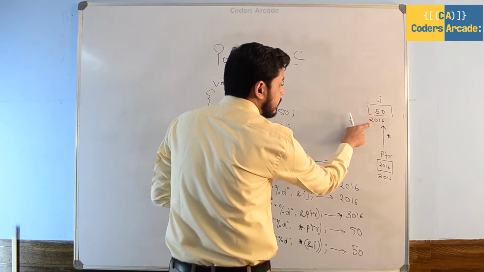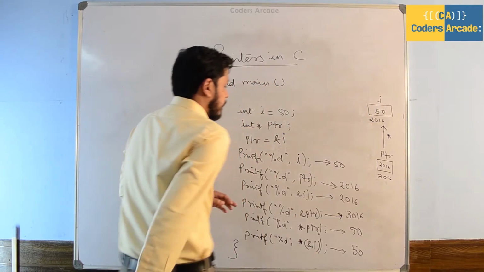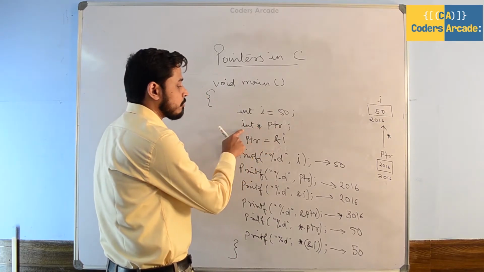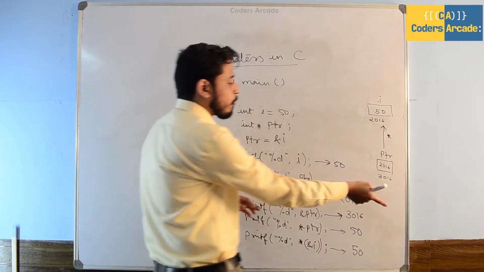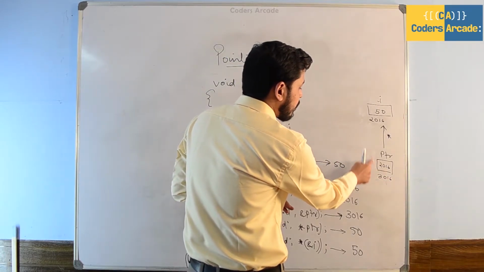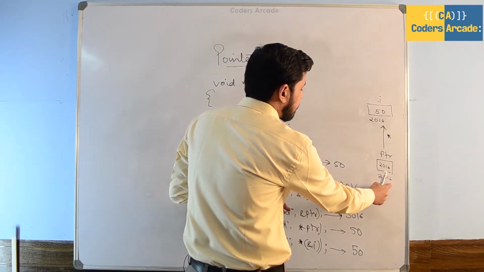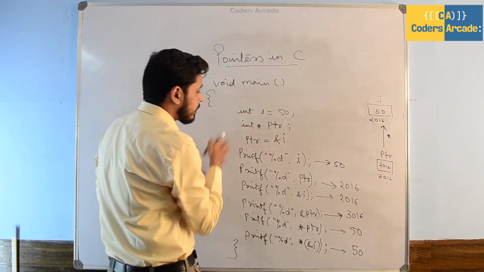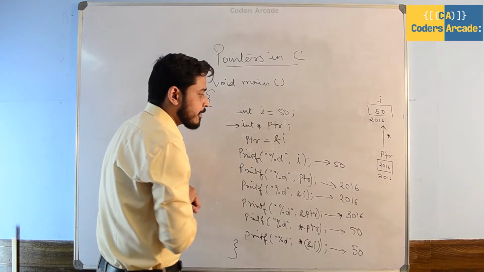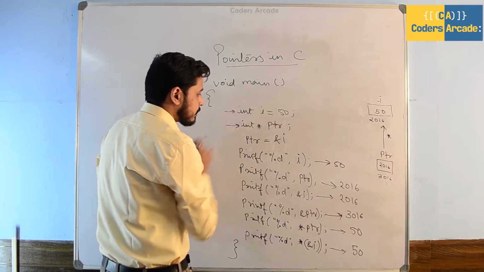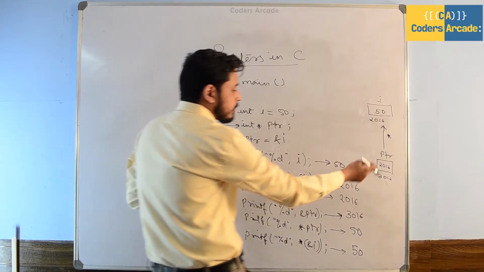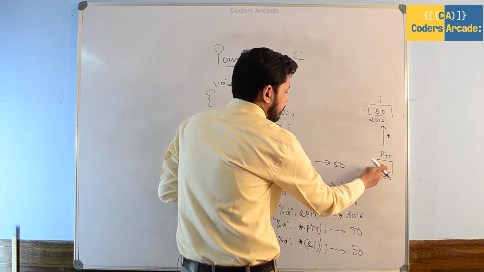Now the address of this I is 2016. Then we initialized a pointer, int *ptr. When we initialize this pointer, it allocated a memory location, 3016. Inside this 3016, it was empty till now. Till this point, it was empty. So till here, this is empty right here.